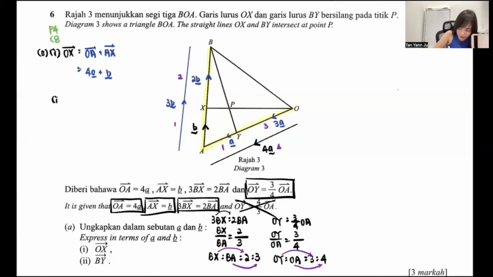That. Next one, second part, BY. Okay. B go to Y. B is where? B go to Y. Here. So B go to Y. Again, try to walk the yellow path. The yellow path, you guys already have the vectors.